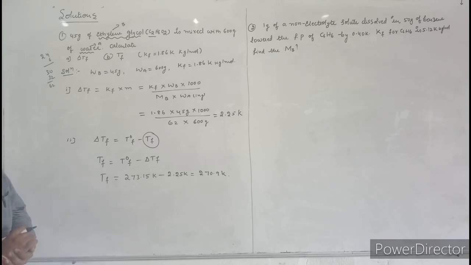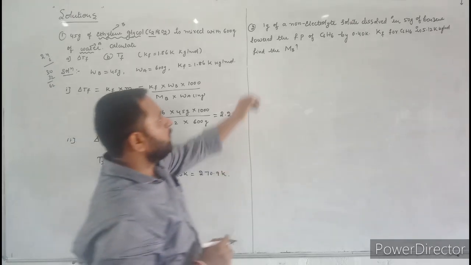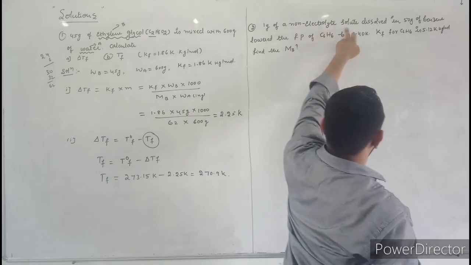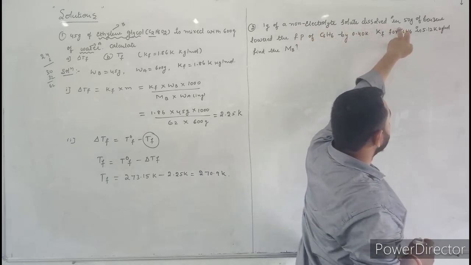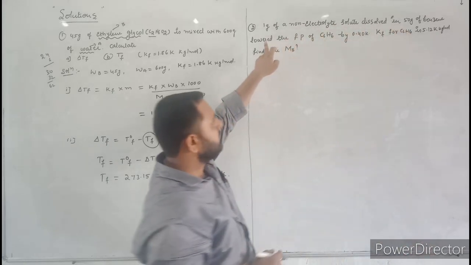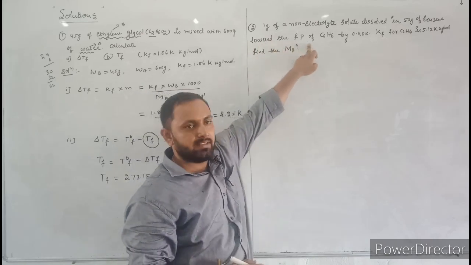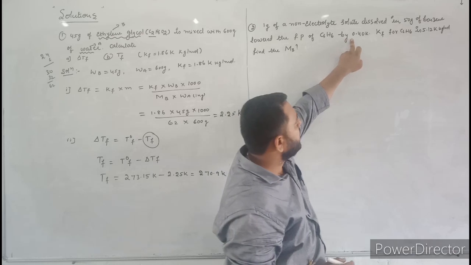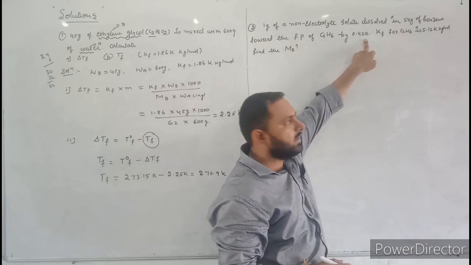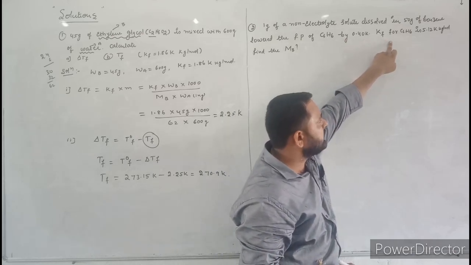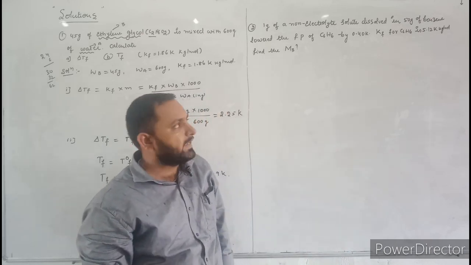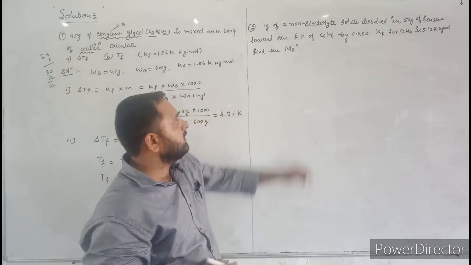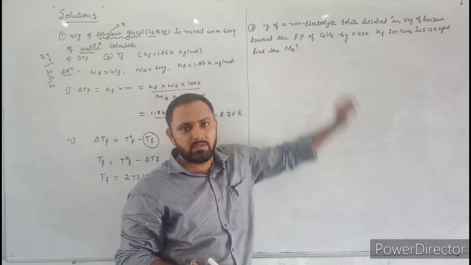Next, let us solve the second question here. In the second question, 1 gram of non-electrolyte solute is dissolved in 50 gram of benzene. Here the lower freezing point, that means the depression in freezing point, is 0.40 Kelvin, and the Kf value for benzene is 5.12 Kelvin kg per mole. Then find the molar mass of solute.